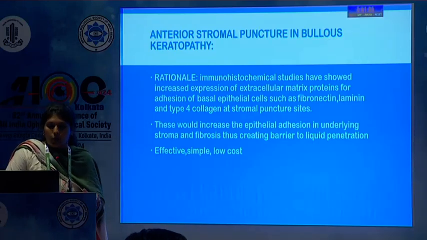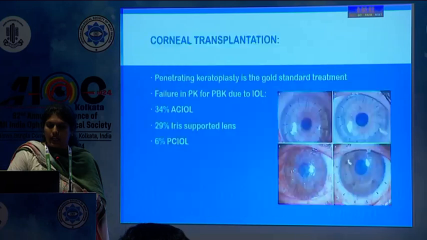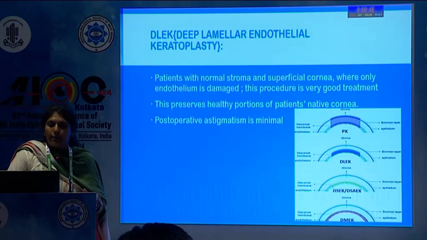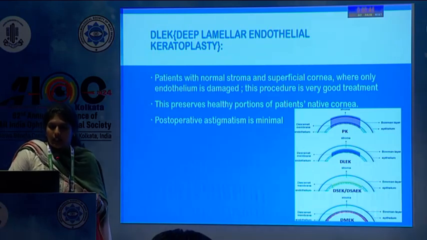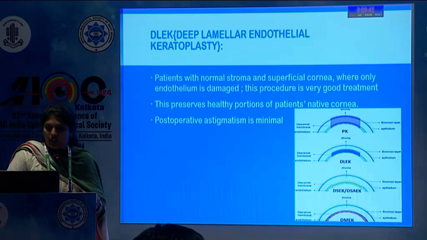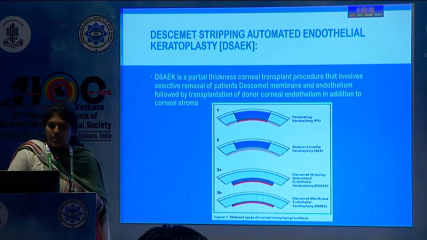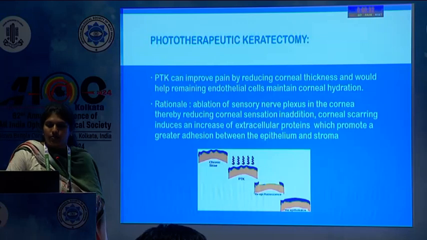This is an OPD procedure, effective and simple, with low cost. Here they use a 20 gauge needle to make multiple shallow penetrations through the epithelium into the anterior corneal stroma to improve epithelial adhesion. Corneal transplantation, penetrating keratoplasty, is the gold standard. Deep lamellar endothelial keratoplasty: here the endothelium is replaced with donor endothelium. Here is Descemet stripping automated endothelial keratoplasty. It's a partial thickness corneal transplant procedure that involves selective removal of the patient's Descemet membrane and endothelium.